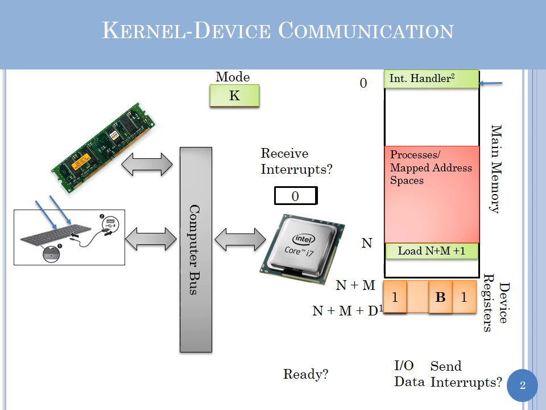And then at some point, it can execute an instruction like load N plus M. And now we see how this green instruction got executed. We went into kernel mode automatically. Whenever an interrupt handler is called, it goes into kernel mode automatically, and it stays in kernel mode till you get a return from interrupt instruction. So before it does return from interrupt, it executes load N plus M plus 1.